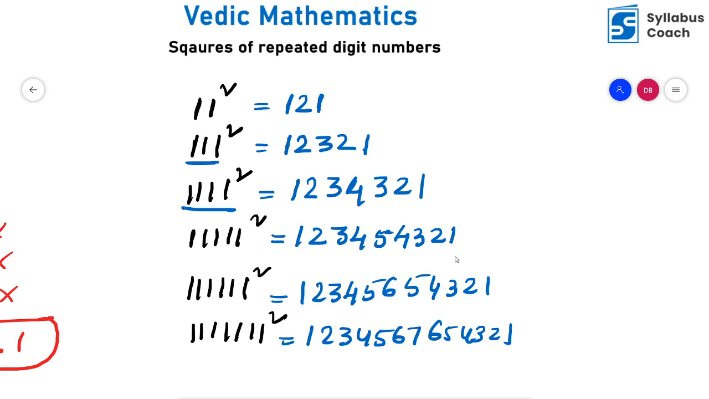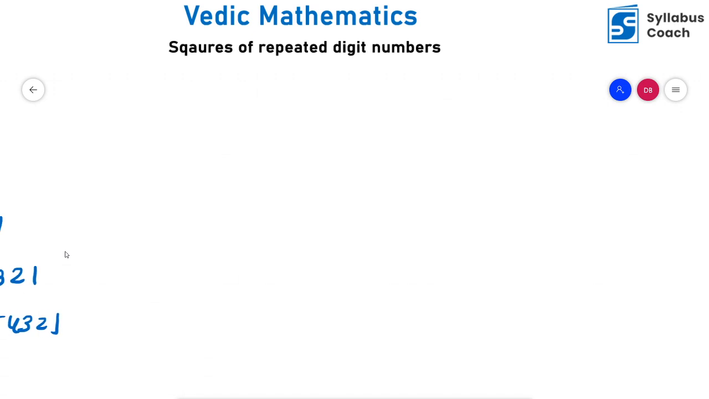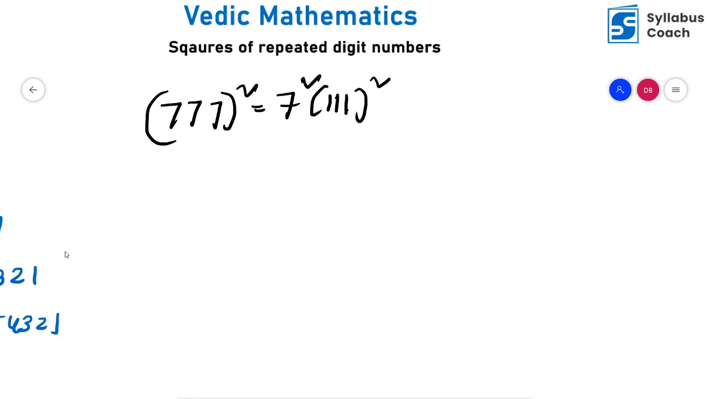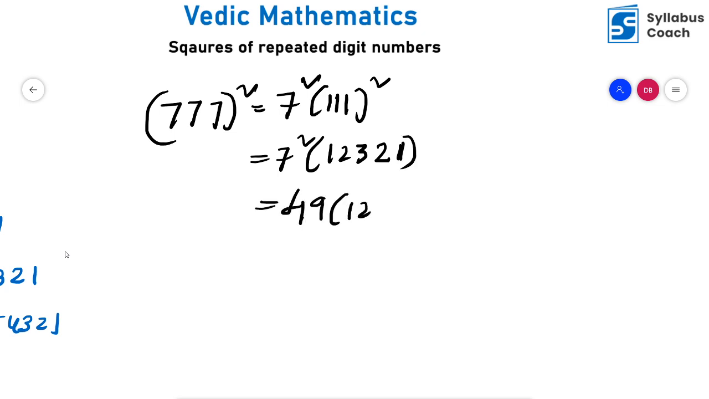Now you have everything with you. If somebody asks you to solve the question which is 777 square, the answer would simply be 7 square into triple 1 square, and we already know it is 7 square. Triple 1 is nothing but 1 2 3, because 3 digits are there, and then you reverse the order, and it's simply 49 into 1 2 3 2 1, isn't it? So this is the answer for this question. I'm not solving it, so you can solve. Just have a look into this particular concept and try practicing it. You'll be able to solve this question very easily, isn't it?